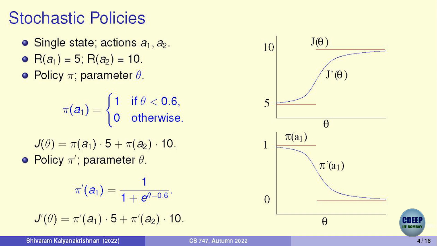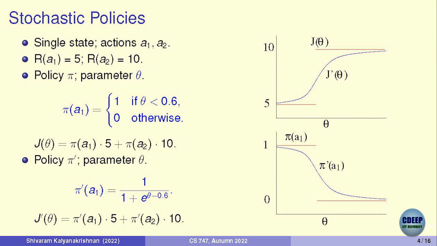That's what you're seeing here. This is how pi prime varies. It is similar to pi when theta is very small and very large, but close to the place where it switches, it is smooth. It starts slowly coming down, and then it converges to the other value. Now J of theta, similarly, is going to be pi prime of A1 times 5 plus pi prime of A2 times 10. It's again going to look like J of theta, but it is varying smoothly.